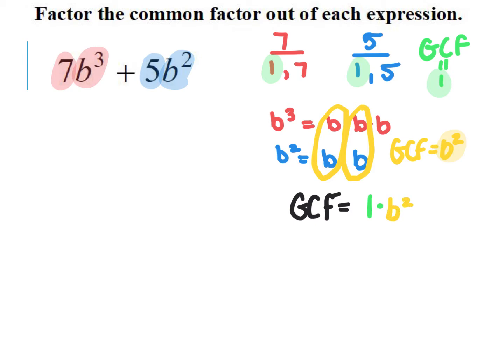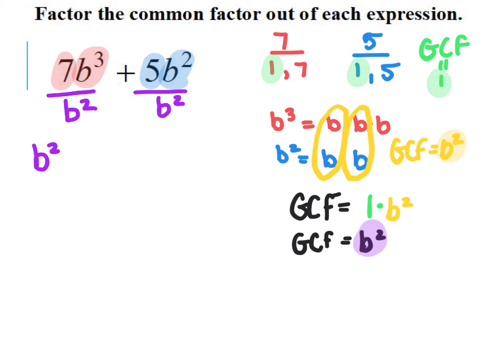So I can say that my greatest common factor is just b squared. Now what we have to do from here is take this value and divide it into the original expression. So I'm going to take this b squared, bring it up over here and divide both of these by b squared, and then bring the b squared in front. Now the inside of the parentheses is what's left over.